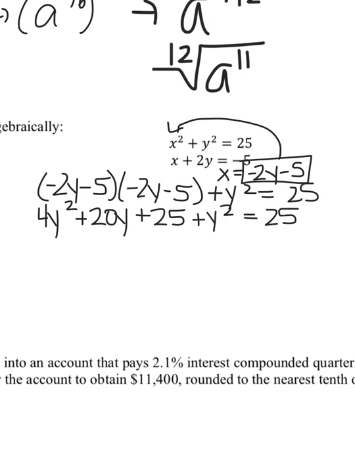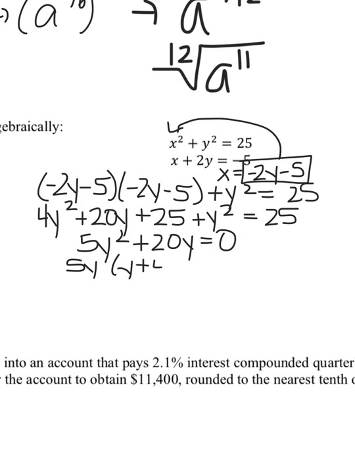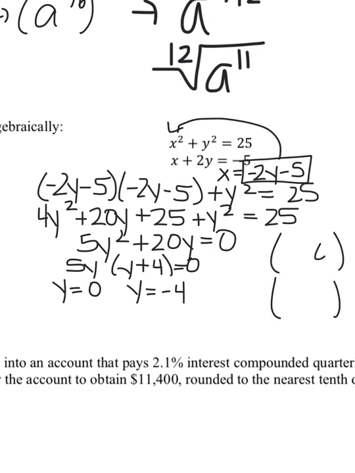I clean up the left side and I also subtract the 25 over, and that would be 5y squared plus 20y equals 0. GCF is 5y. I'm left with y plus 4. Or you could do quadratic formula if you wanted to. But either way, you should end up with y is equal to 0 and y is equal to -4. So again, you have two answers, two coordinates. One of them is something comma 0 and the other is something comma -4. You still have to figure out the x value.